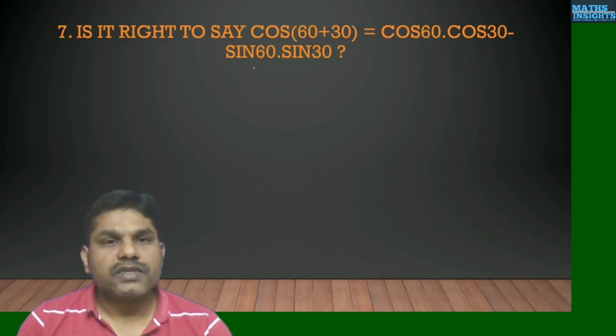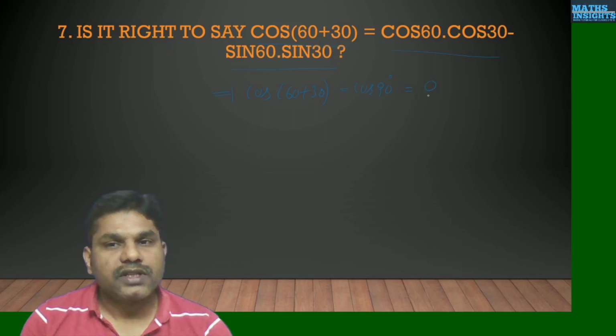Next problem says: is it right to say cos(60 + 30) equals cos 60 into cos 30 minus sin 60 into sin 30? First you will evaluate cos(60 + 30). That is nothing but cos 90. Cos 90, if you remember from the table, is 0. Taking the other side, cos 60 into cos 30 minus sin 60 into sin 30.